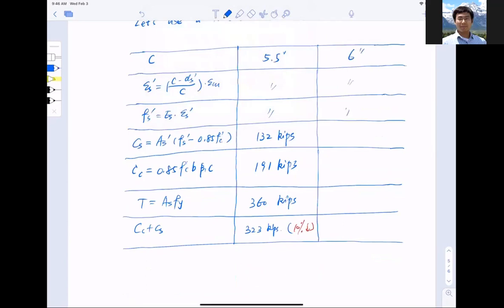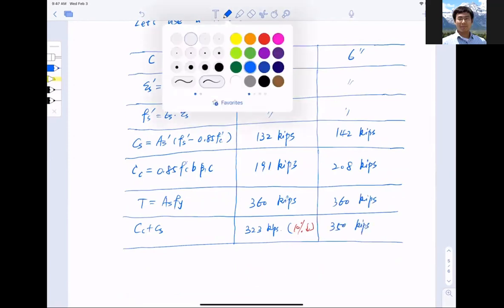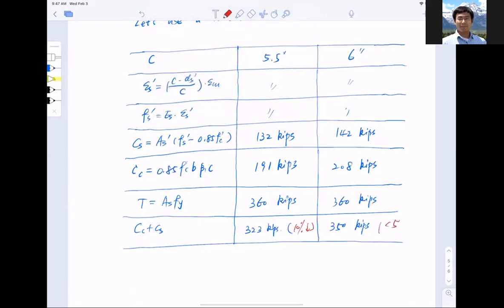And again, you can fill it up yourself. And then here I got 142 kips of compression from the steel, 208 kips from the concrete. And then I end up with tension 360, still not changed, but now I have 350 kips of total compression. Now this is fairly close. How close? This is smaller than 5%. So in the exam, if you come closer than 5% difference, you're good. But let me say this, my personal favorite is 3% or 1%. The closer the better, of course.